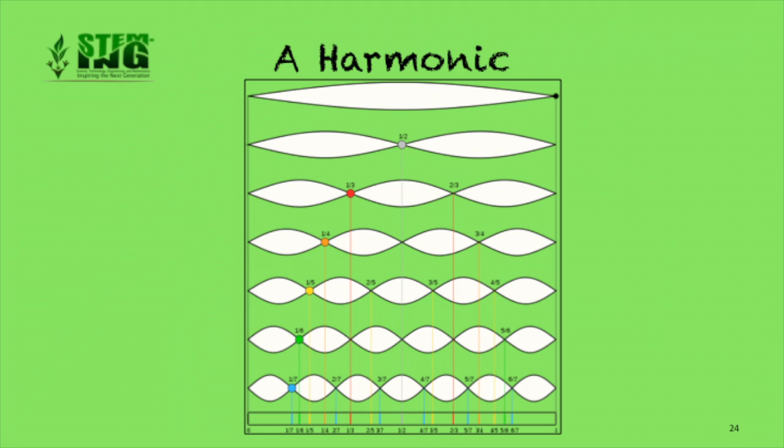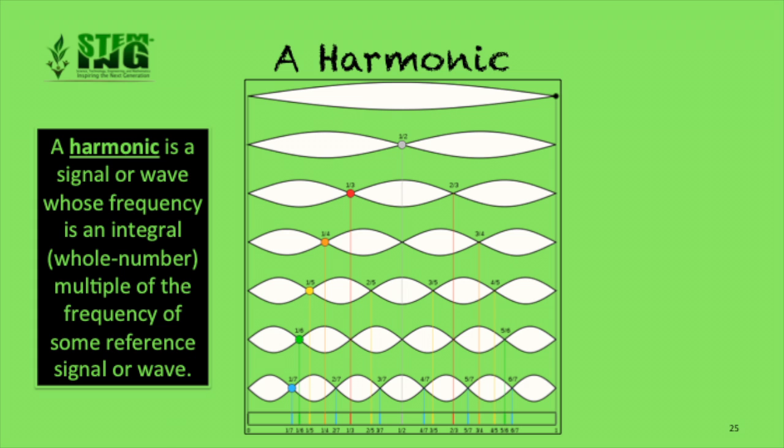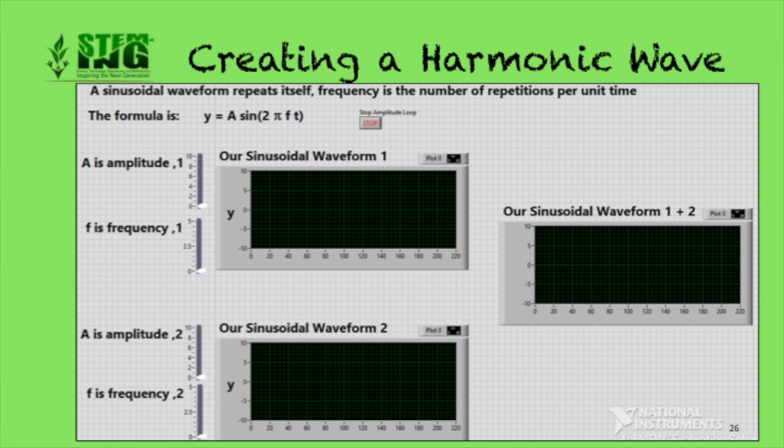What is a harmonic? By far, the greatest part of the world's music is non-harmonic. A harmonic is a signal or wave whose frequency is an integral, whole number, multiple of the frequency of some reference signal or wave. The next few pictures will show the work of creating a harmonic wave 2 to wave 1.